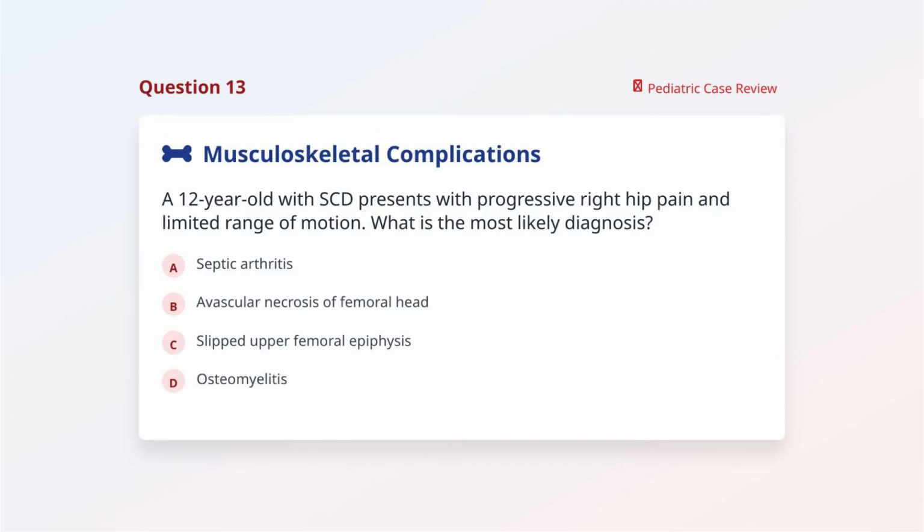A 12-year-old with sickle cell disease presents with progressive right hip pain and limited range of motion. What is the most likely diagnosis? Option A, septic arthritis. Option B, avascular necrosis of femoral head. Option C, slipped upper femoral epiphysis. Option D, osteomyelitis. Consider the common musculoskeletal complications of sickle cell disease and their typical presentations, particularly focusing on hip pathology in adolescents with this condition.